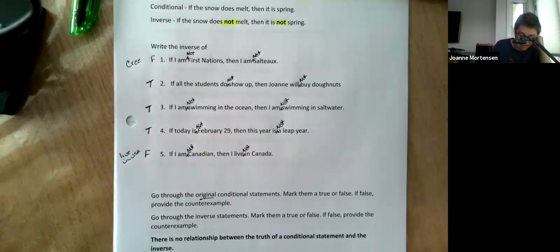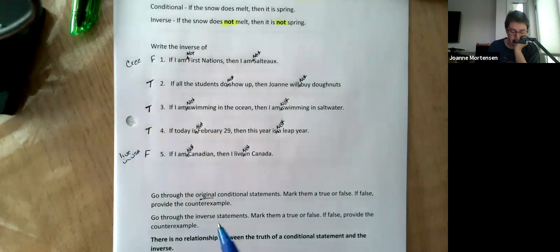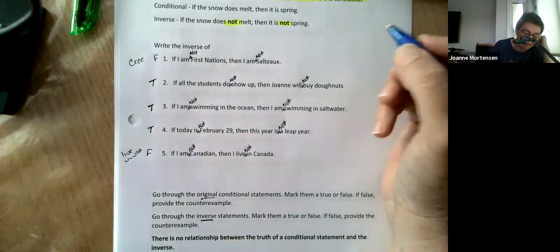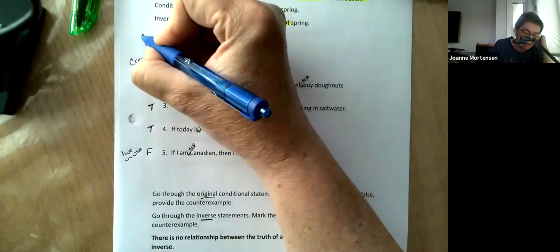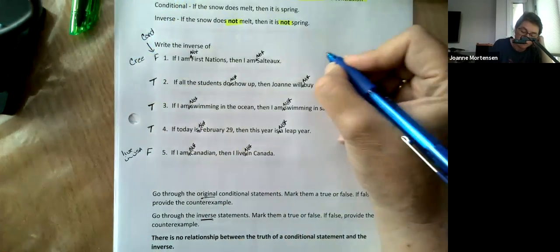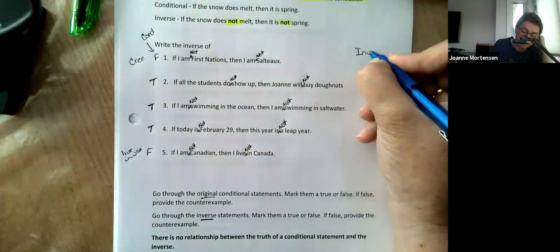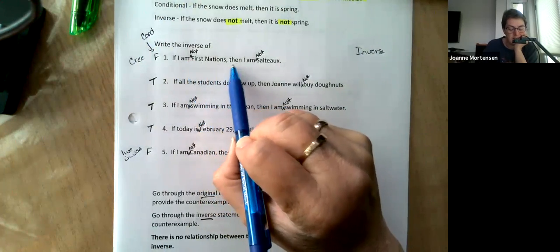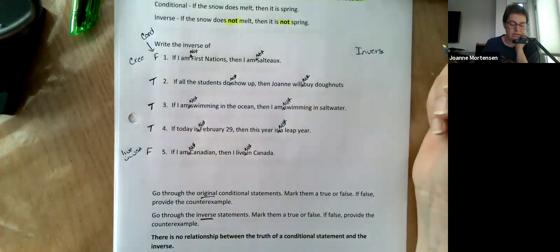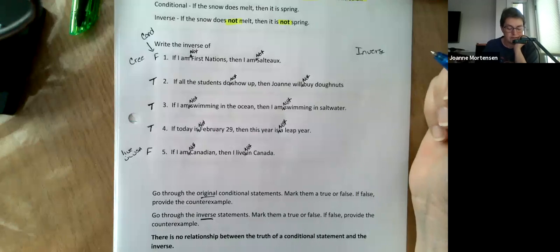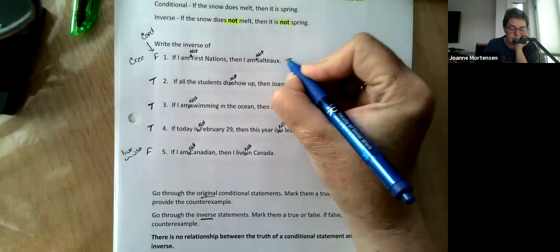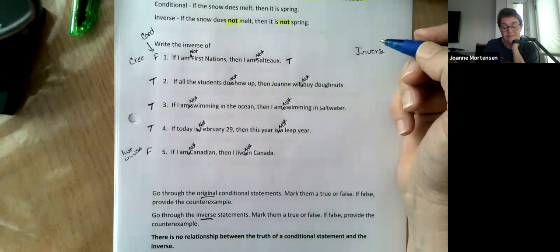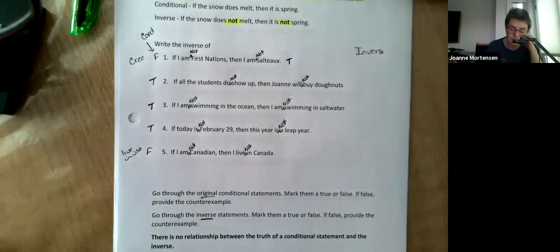There we go. Now, go through the inverse statements. So now we're going to talk about the not-nots. Mark them as true or false. I'll put those at the end. So this is the conditional, and we'll put the inverse over here. All right. If I am not First Nations, then I am not Soto. Well, that's true. Right? That's true. Because if you think about it, okay, I'm overthinking. There you go.